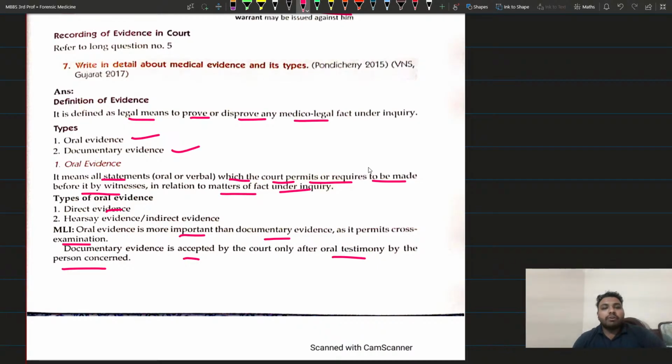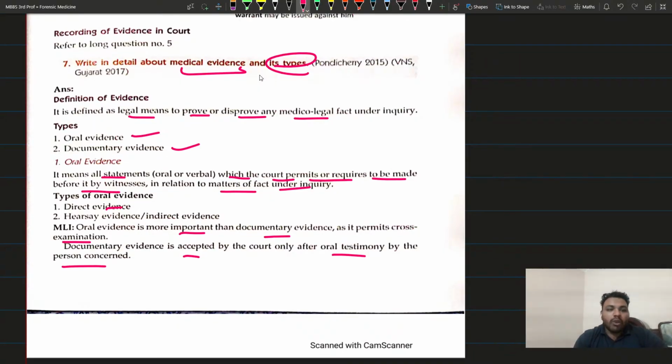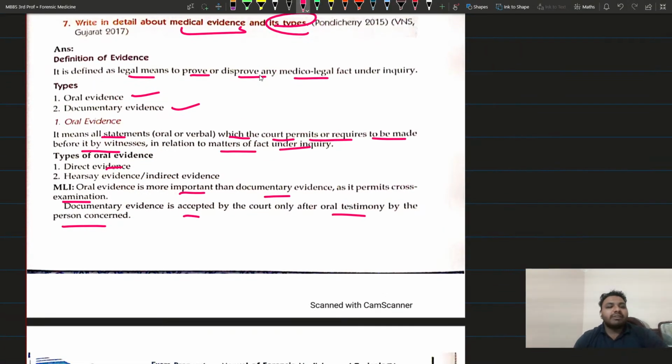Then, if we talk about medical evidences and all, evidences are the same. Okay. So basically, what is evidence? A legal means to prove or disprove any medico-legal finding or inquiry. Okay. And types: oral evidence and documentary evidence. Oral evidence means all statements which the court permits or requires to be made before it by witnesses in relation to matters of fact under inquiry.